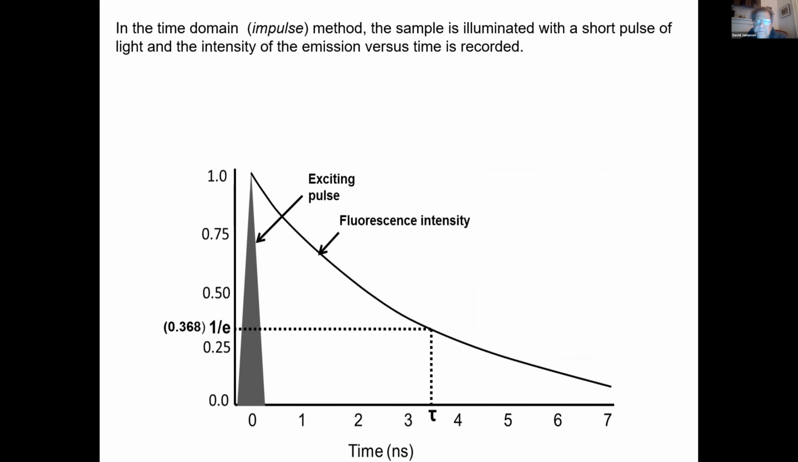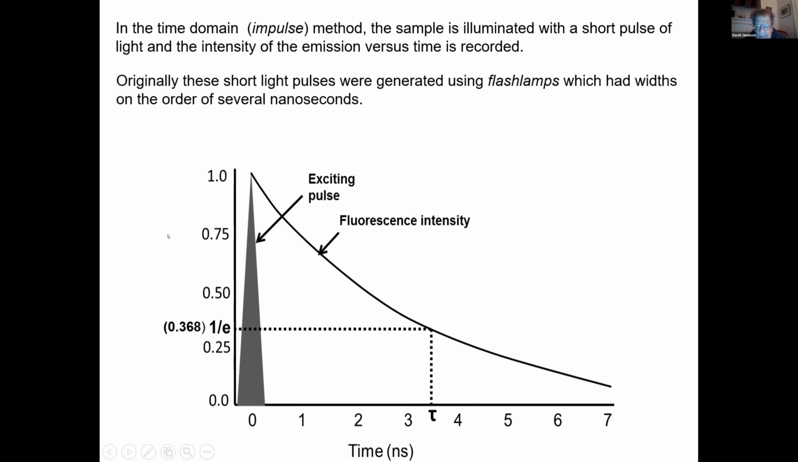So what is the time domain? Well, in the time domain or impulse method, the sample is illuminated with a short pulse of light. Okay, we see here short relative to the fluorescence lifetime, and then you record the intensity versus time. So here we see it, and when the intensity goes down to 1/e of the starting intensity, normalized to 1, or 36.8%, that's called the lifetime.